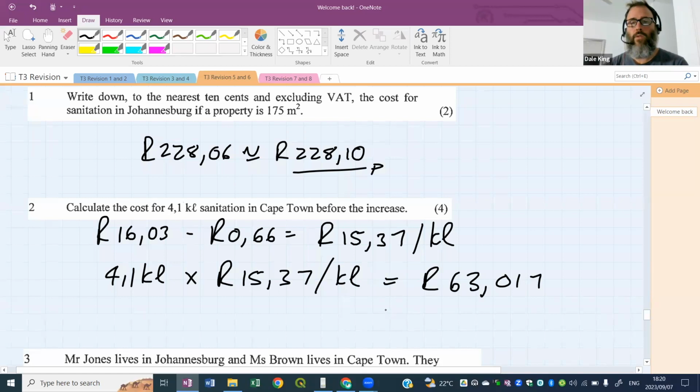We round that off to 63.02. We're going to 2 decimal places, so we're going to look at the second decimal here, which is the 1. So it is 63.02.